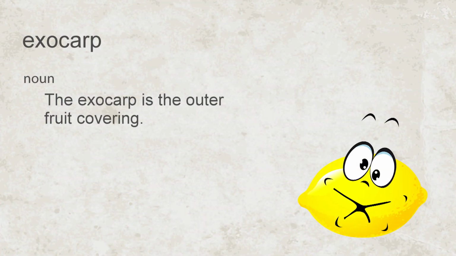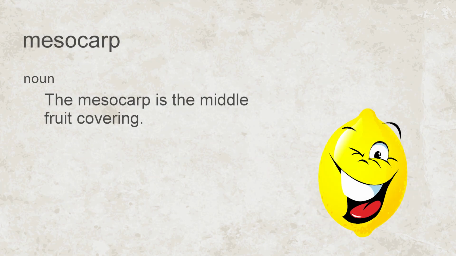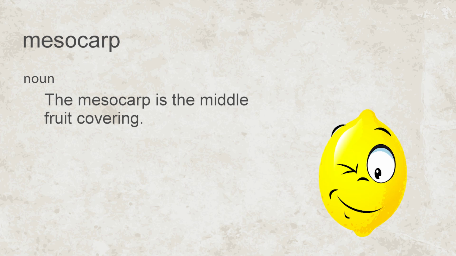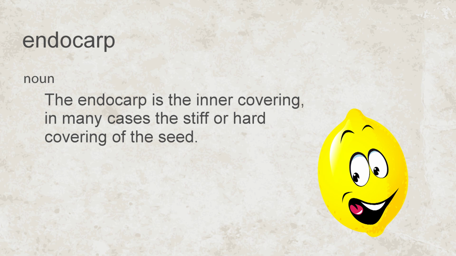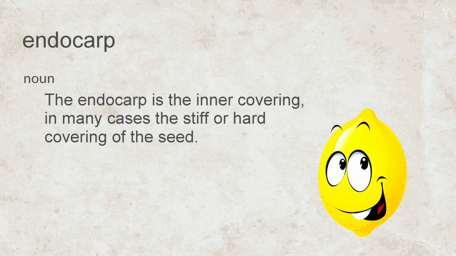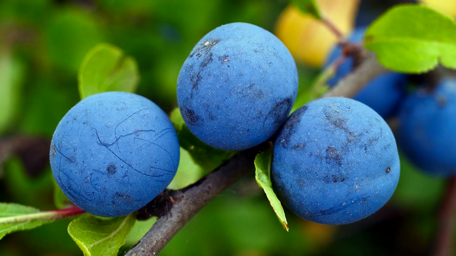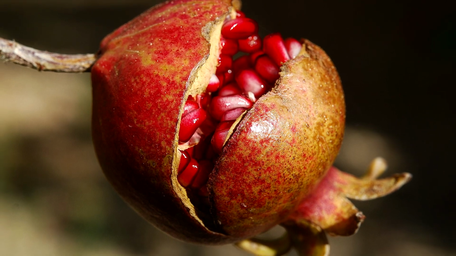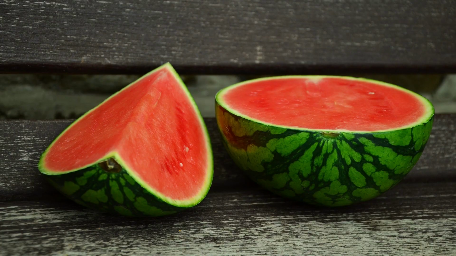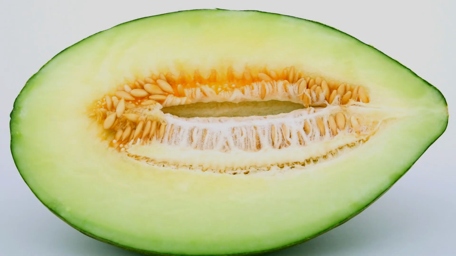The exocarp is the outer fruit covering. The mesocarp is the middle fruit covering. The endocarp is the inner covering, in many cases the stiff or hard covering of the seed. The exocarp, mesocarp, and endocarp take on different roles in different types of fruit. In fleshy fruit, the pericarp develops into these three layers around the seeds as the fruit ripens.